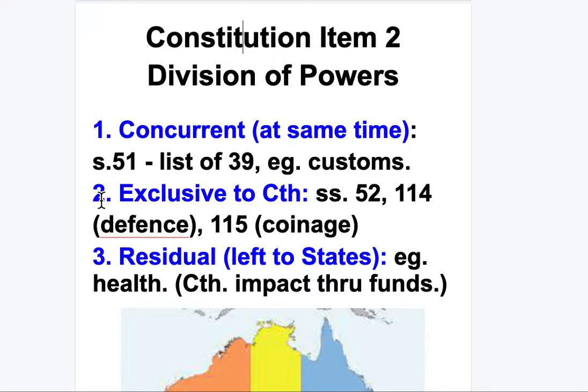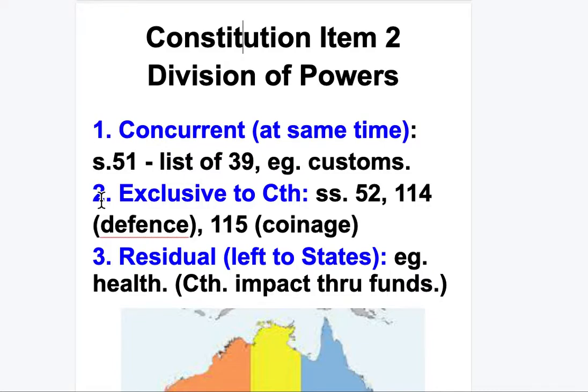Makes sense, right? Then there's number 1, which is concurrent. Concurrent means at the same time. These are powers that the Constitution says can be exercised by the Commonwealth or the states, or both the Commonwealth and the states. So included in there is things like tax, marriage, customs, and so on.